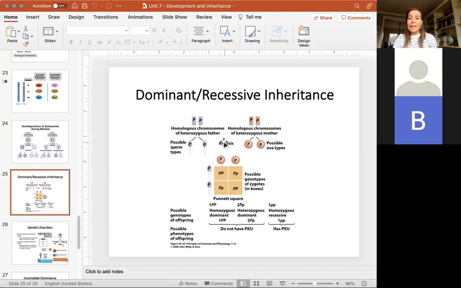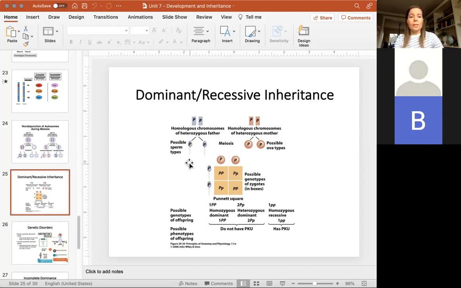So you would be told the genotype, the genetic makeup, the alleles that the parents have. If you have a father that is heterozygous for a particular trait, heterozygous means that the two alleles are different. That means that one is dominant and one is recessive. You can't have two dominant alleles. You can't have two recessive alleles. You have to have one of each. They have to be different.